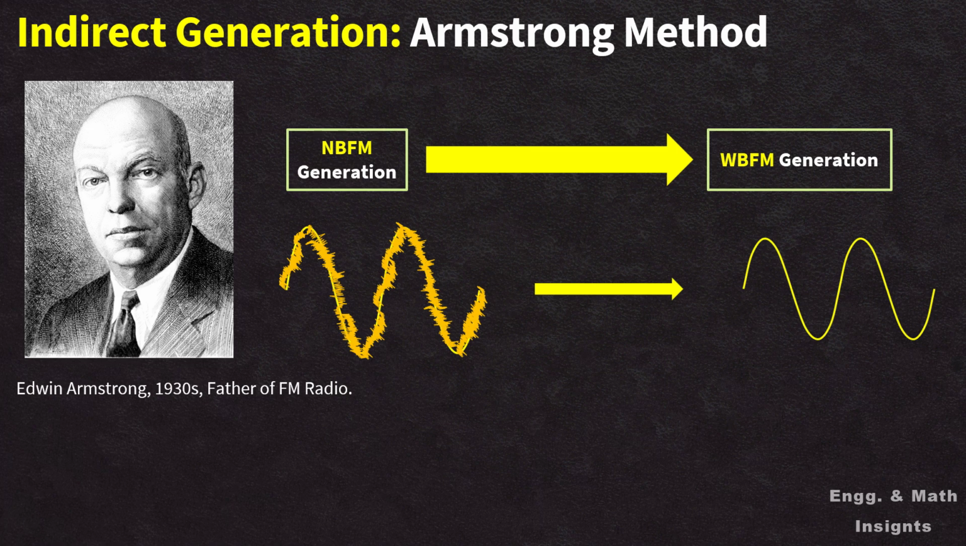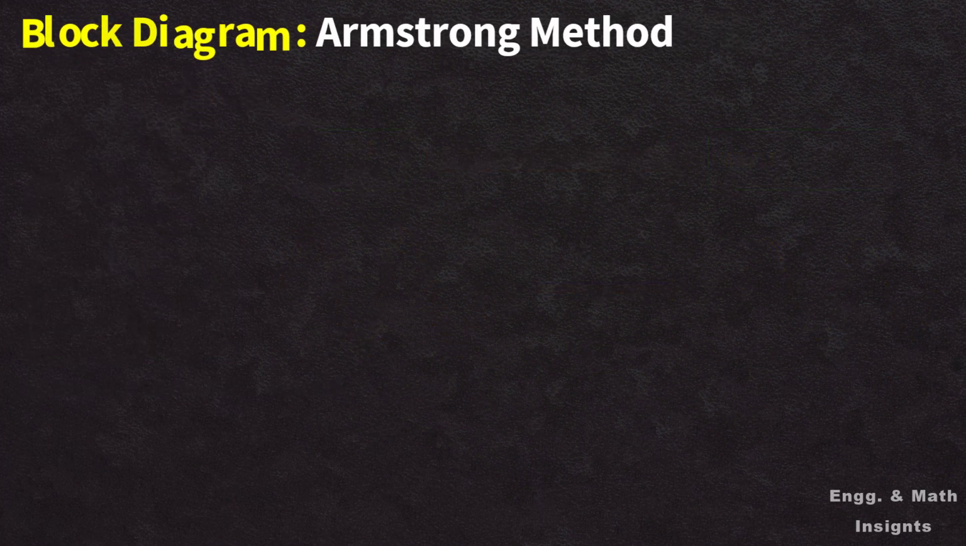The Armstrong method was the only practical way to generate stable wideband FM for decades before direct varactor and PLL methods became common. Even today, high-power broadcast stations sometimes rely on variants of this method for superior stability. Now let's dive into the Armstrong or indirect method of FM generation and see how it works in detail. At first, let's see the block diagram of the Armstrong method.